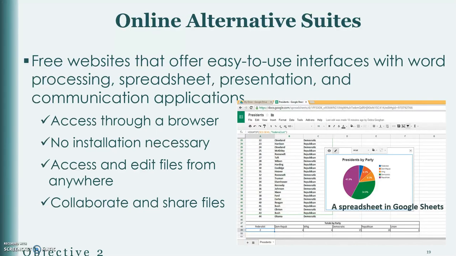Online alternative suites are available for access through a browser instead of being installed on your computer. So, some big advantages to using these online suites include having access to your files anywhere you go, as long as you have access to the internet, being able to use mobile devices to update or access your files, and then very easy collaboration with others. So, examples of this would include Microsoft Office Online, Google Drive, and Zoho Docs.